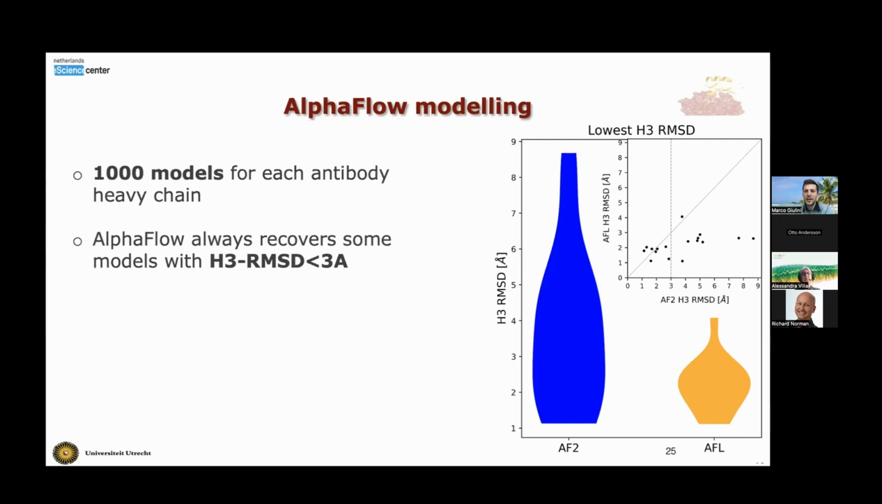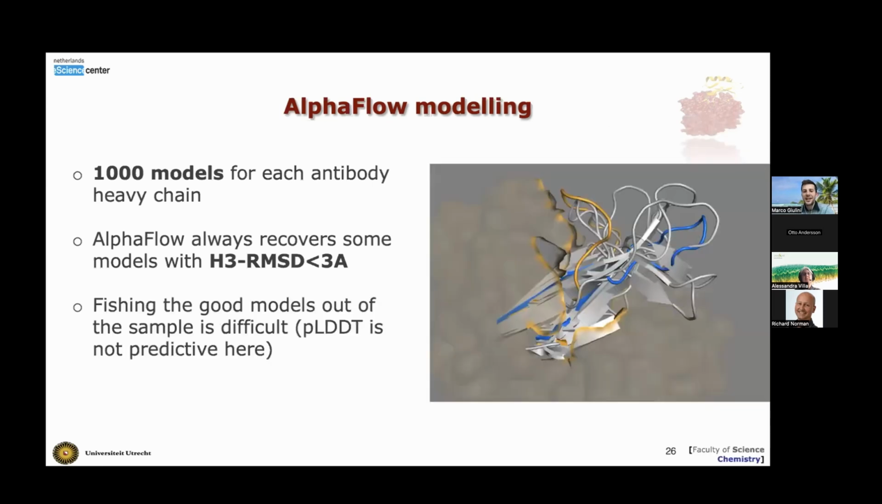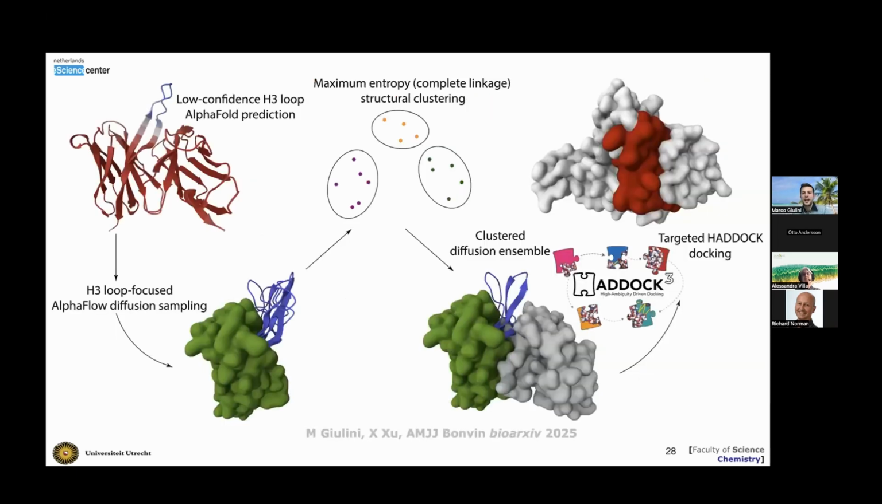But of course, now the complicated task is to fish the good models out of this sample. So how to recognize the good models in the AlphaFlow sample? And here the pLDDT that is provided by AlphaFlow is not really predictive. There is no real correlation with the experimental structure. And to solve this riddle, we developed this workflow that is schematically illustrated here.